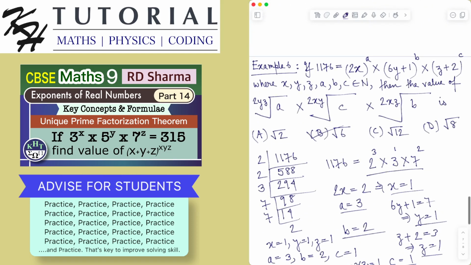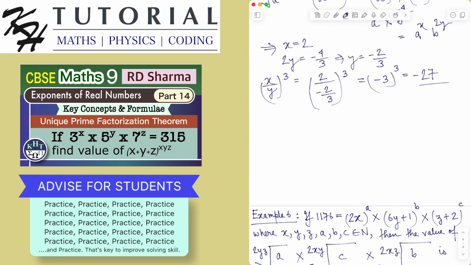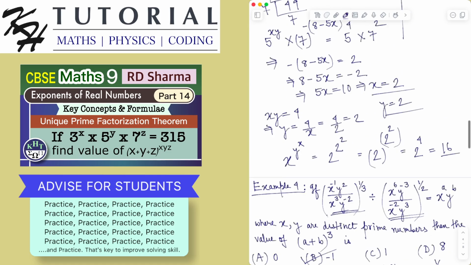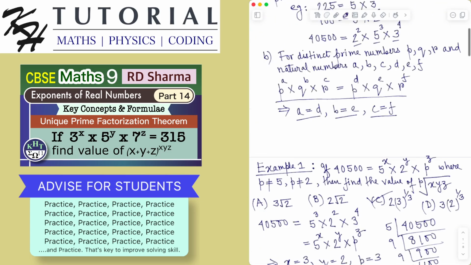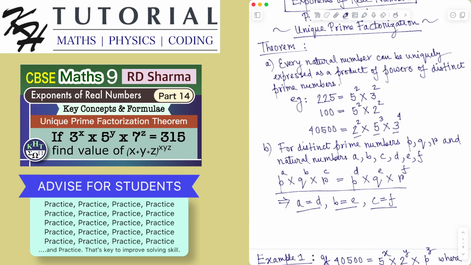So that is all for these problems. Solving these problems will give you a good idea of how to solve this kind of problems based on prime factorization, unique prime factorization of natural numbers. So these two results, theorem A and B, you should understand very well to solve this kind of problems.